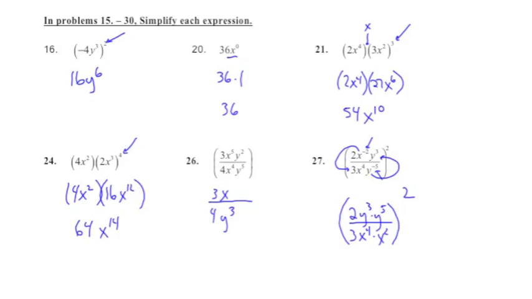Now I just need to simplify this. Let's see, we'll come over here. So in the numerator now I have 2y to the 8th. Denominator, 3x to the 6th. All of this raised to the second power.